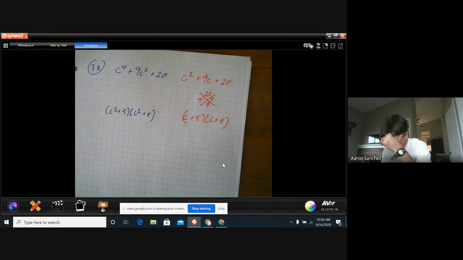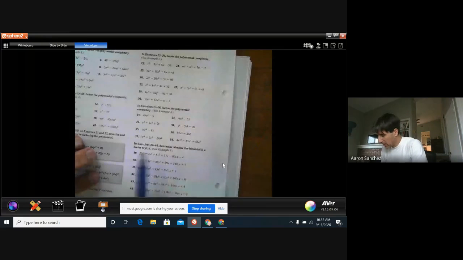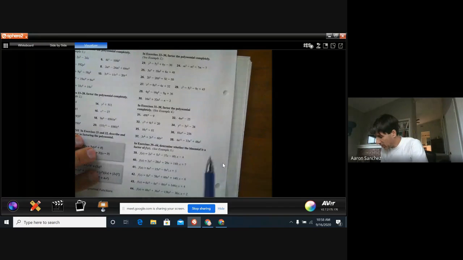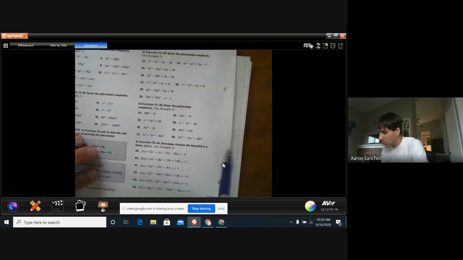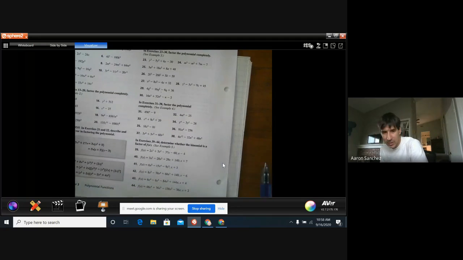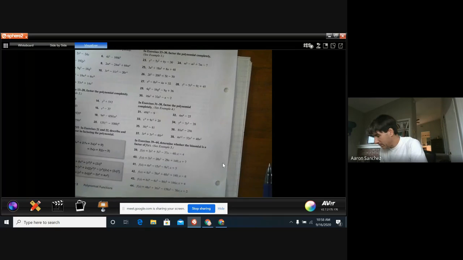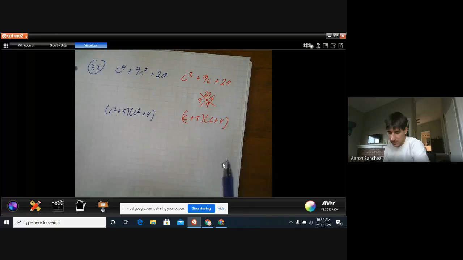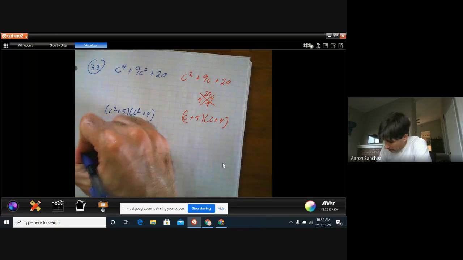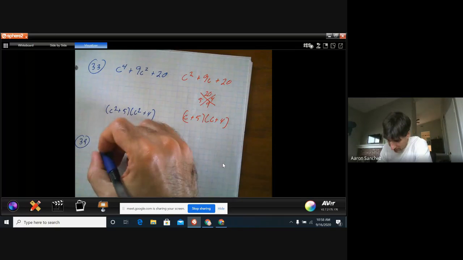So the last one, 37, 39. Determine whether the binomial is a factor of f of x. The way we figure this out is we use synthetic division. If it divides and it becomes 0, we know it's a factor. If it doesn't, then it's not. That's it. So let's go ahead and do 39.